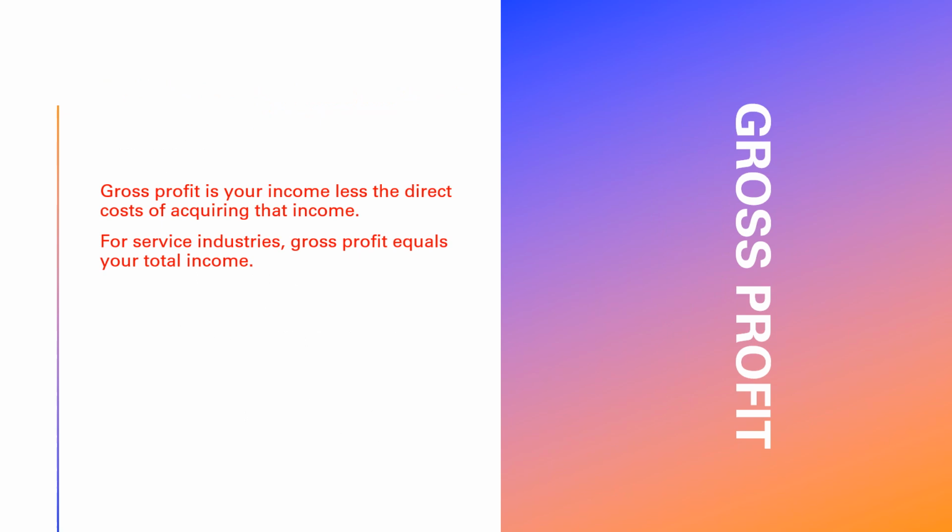Gross profit is income less the direct cost of acquiring that income. Again, service industries, net income and gross profit will be the same because you really don't have COGS. You don't put your labor or your supplies up in that cost of goods sold section.